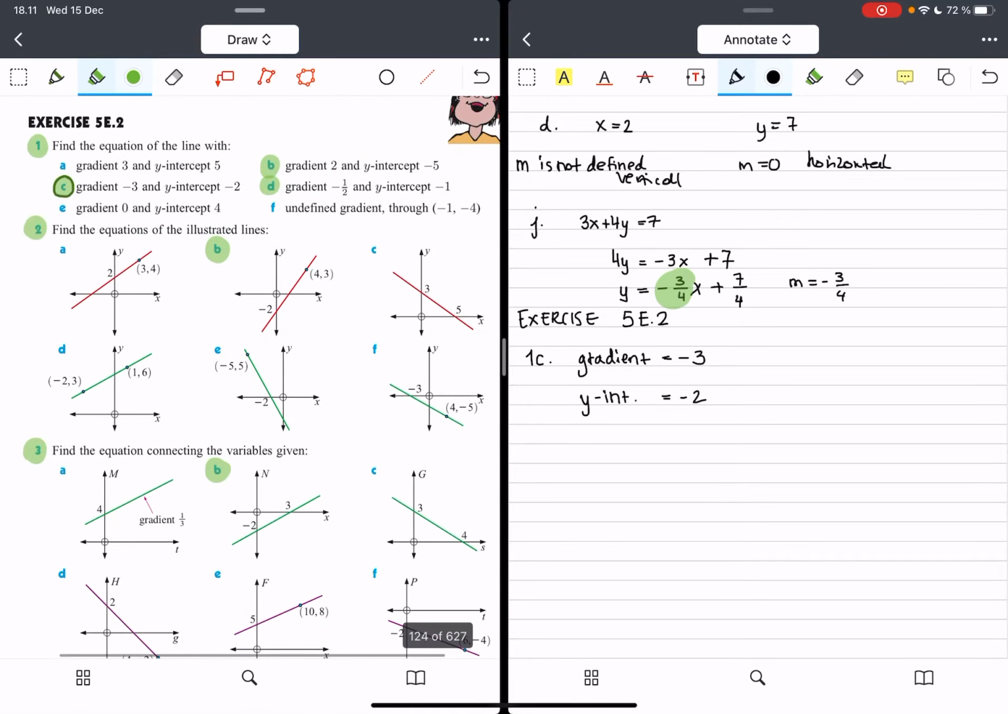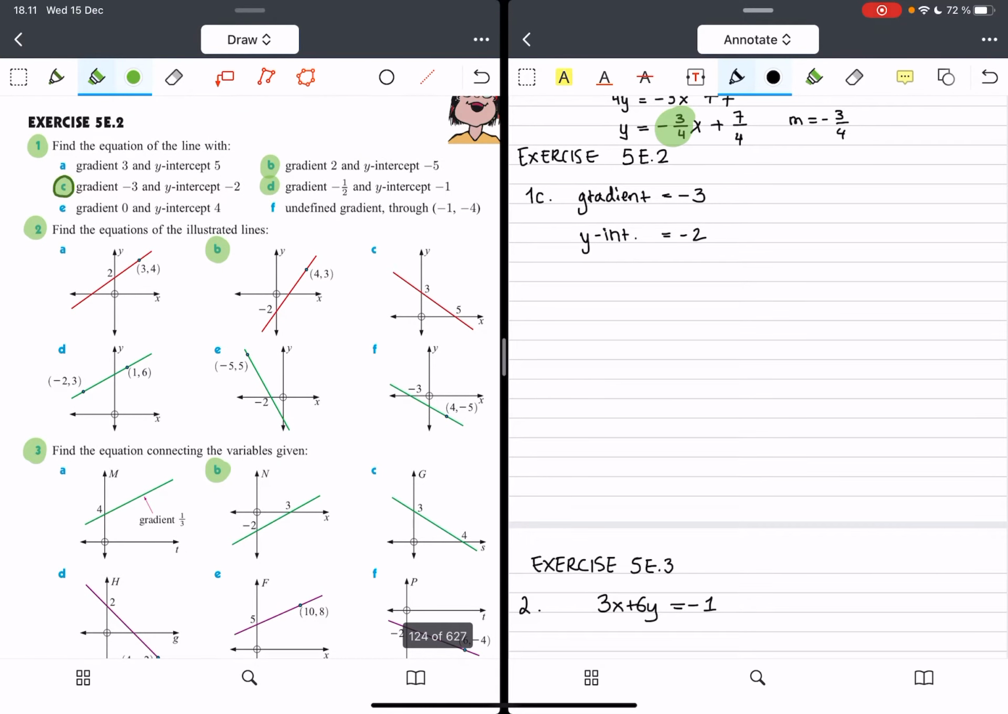In exercise E2, 1c, they're asking you to find the equation of the line with gradient -3 and y-intercept -2. This is super easy. You start by saying that this is the gradient intercept form, and this is the slope and this is the intercept. So now it's super easy to write y equals -3x minus 2. And that is your answer.